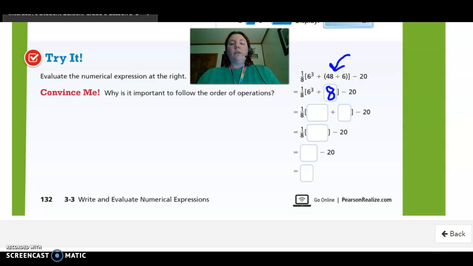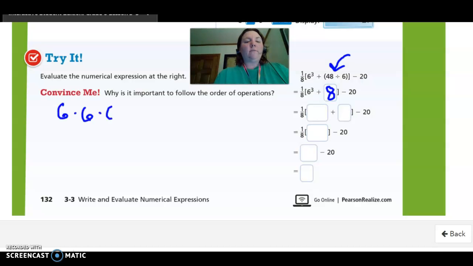Next, we need to work inside these brackets. But within the brackets, we have an extra little thing we have to deal with. That's 6 cubed, right? So 6 cubed is the same as 6 times 6 times 6. We take that number, a power or an exponent is the same as repeated multiplication. 6 times 6 is 36, and then I need to multiply by another 6.